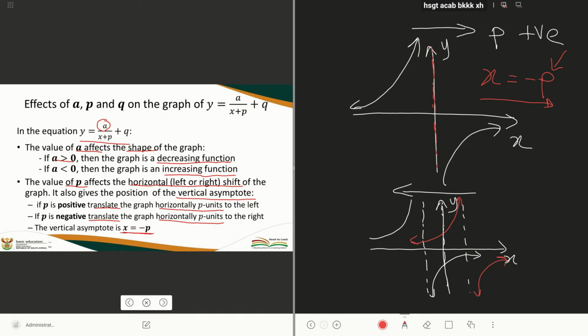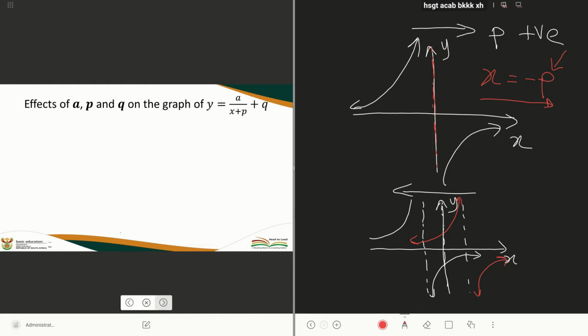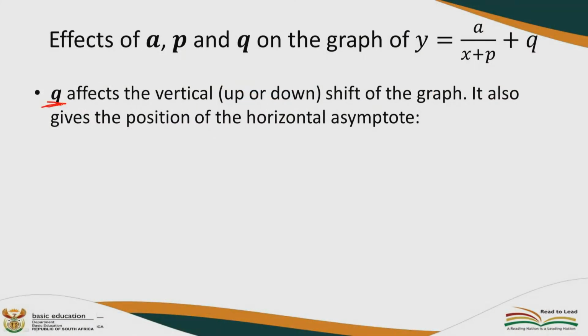All right? Let's move on to the next parameter, which is Q. Now, the effect of Q is the vertical shifting of your graph. So it means that your graph is either going to be moving up or down. When you see Q in the equation, you should know that it affects the vertical shifting of the graph, so you can move your graph up or down. Now, this Q also gives the position of the horizontal asymptote. So from the value of Q, we can also get the position of the horizontal asymptote.